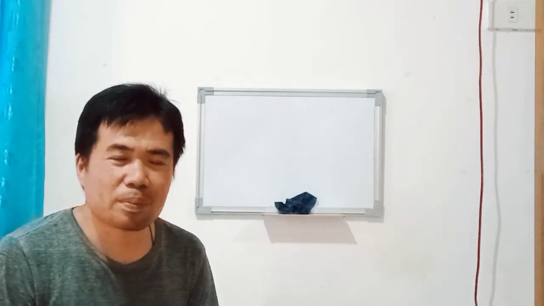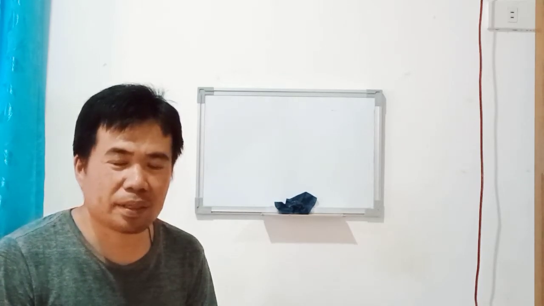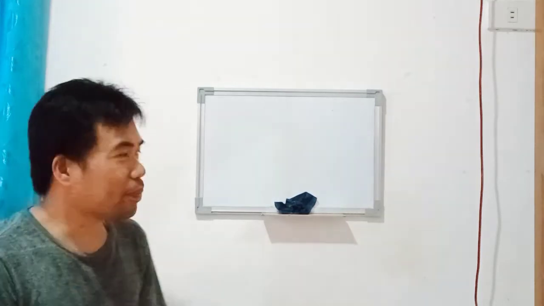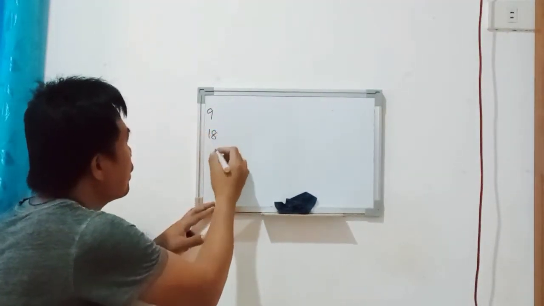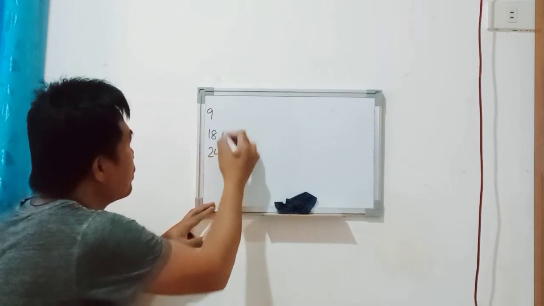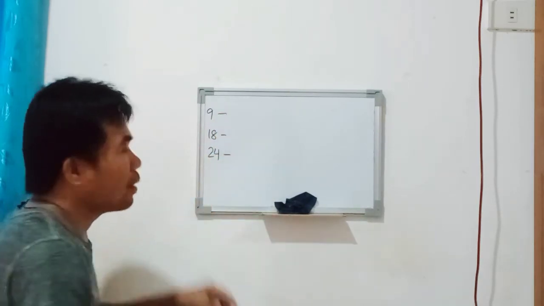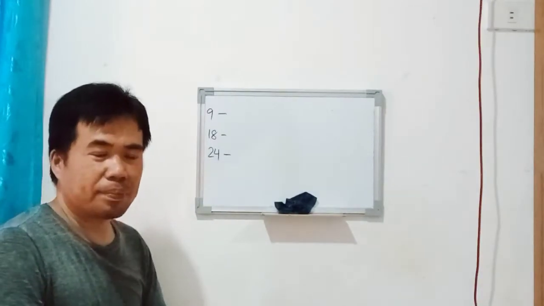The least common multiple, or LCM. One way of finding the LCM is through the listing method. So for example, we have 9, 18, and 24. The listing method is like skip counting.